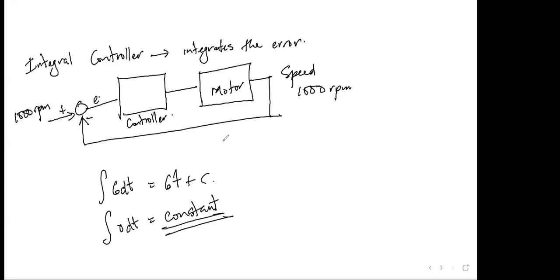Okay. So now, let us say that we had a proportional controller. It's just an amplifier going to amplify the error signal. And I want this thing to be 1,000 RPM, 1,000 revs per minute. And I'm at 900.